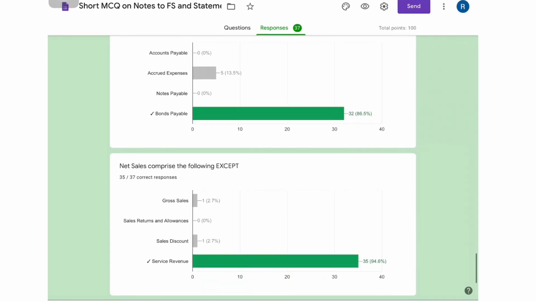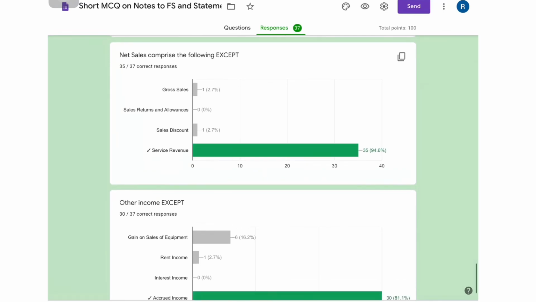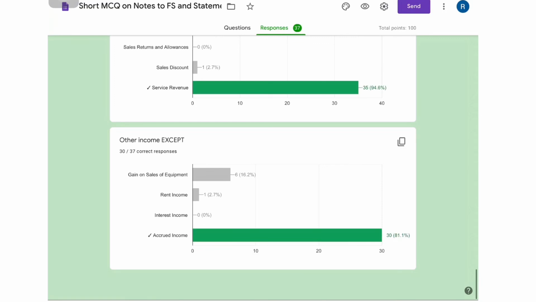Net sales comprise the following except, of course, the answer here is service revenue because that's service, not sales. Other income except, the answer here is accrued income because accrued income is a current asset under trade and other receivables. Of course, gain on sale, rent income, and interest income are under other income.